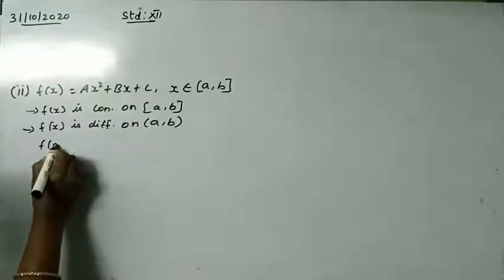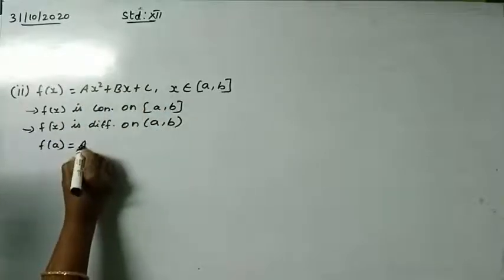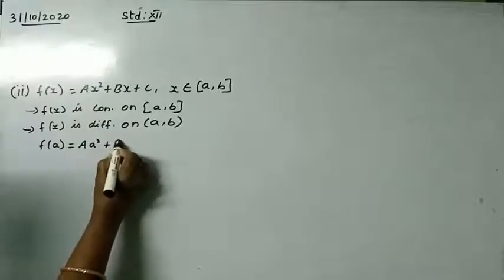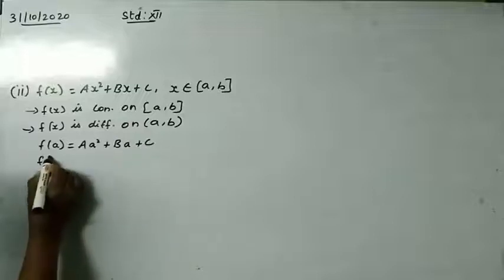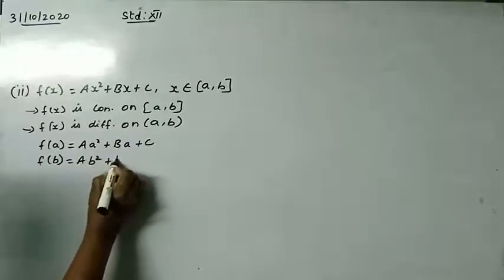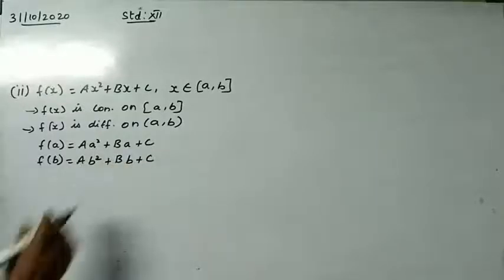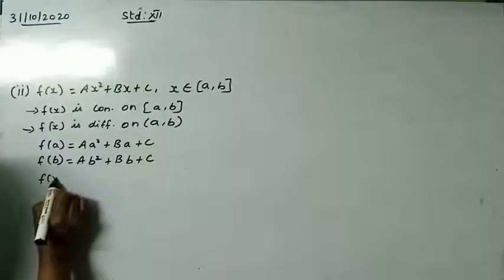Find f of a equal to, now in place of x, substituting a, capital A, in place of x put a, so a square, plus capital B, small a, plus c. Now f of b equal to capital A b square plus capital B b plus c. Now these two are not equal and I want to find f dash of x.